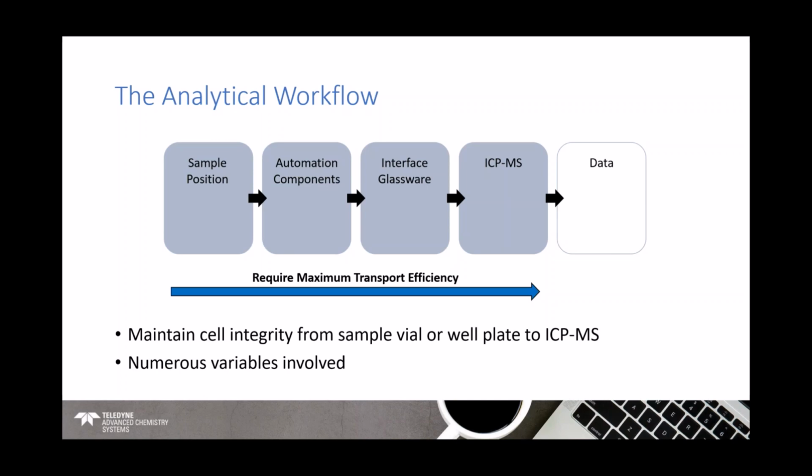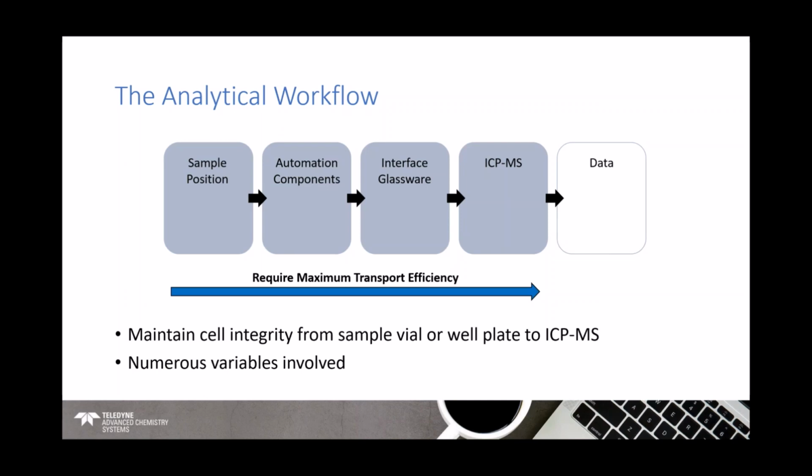And there's a number of variables associated with this. So I'm just going to work through these individual stages, starting with the sample position, what might be involved there. I'll go on to automation components, but this is going to be focused on the MVX 7100 system, which is what we use for single cell work, and I'll go into why we do that shortly. Then I'll move on to glassware, and then the variables associated with the ICP-MS detection, what the key things are there.